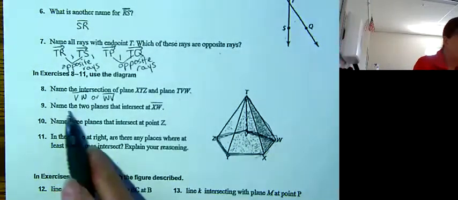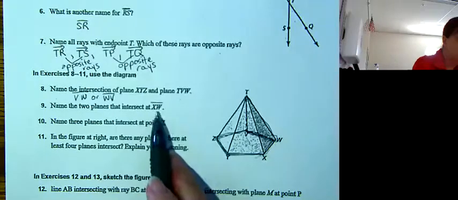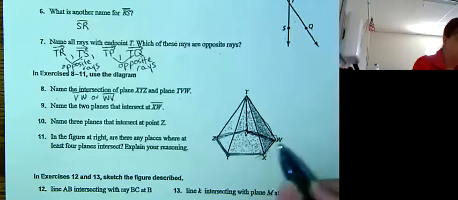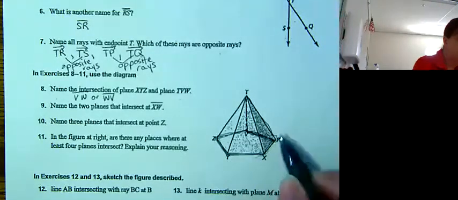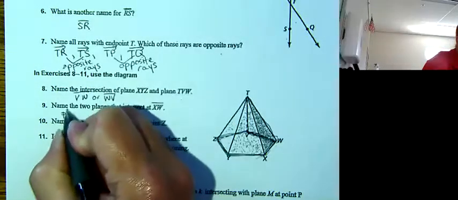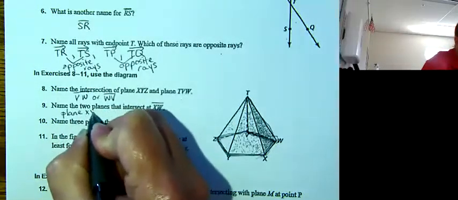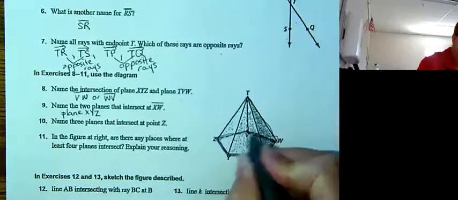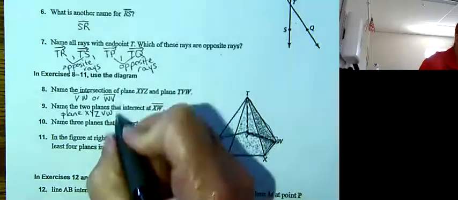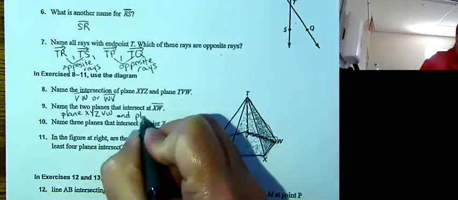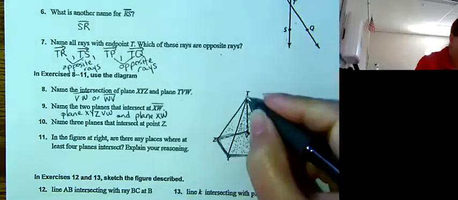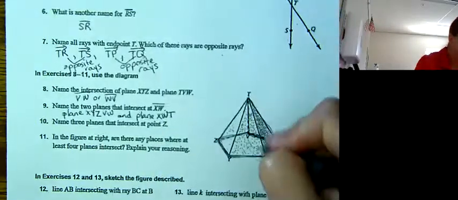9, name the 2 planes that intersect at segment XW. So XW is part of the bottom plane, and it's also part of this triangle. So we just need to name them. So I would name this plane X, Y, Z again. Here again, if you wanted to add the V and the W, it just takes at least 3. And plane X, W, T, because that's the side one.